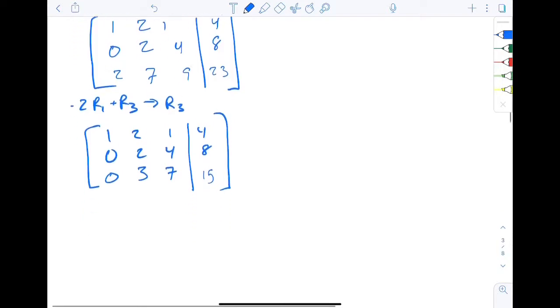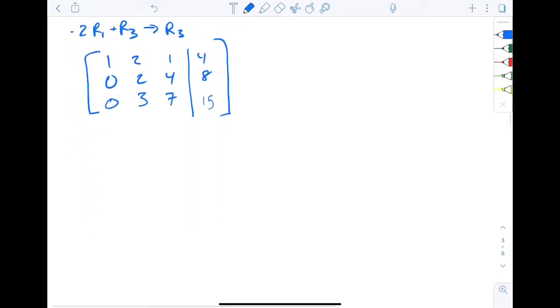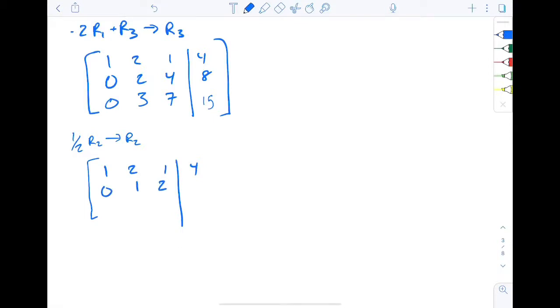Okay. Next, we're going to go after this thing. We're going to make that thing a 1 now. So I'm going to do 1/2 of row 2, put that in row 2. 1, 2, 1, 4. 0, cut that in half, cut that in half, cut that in half.